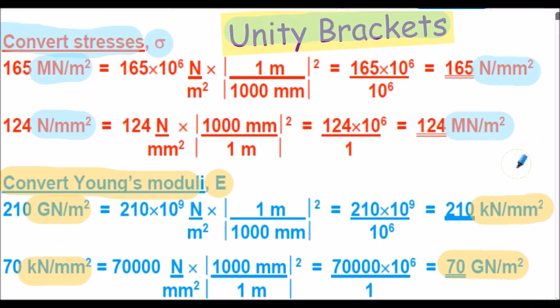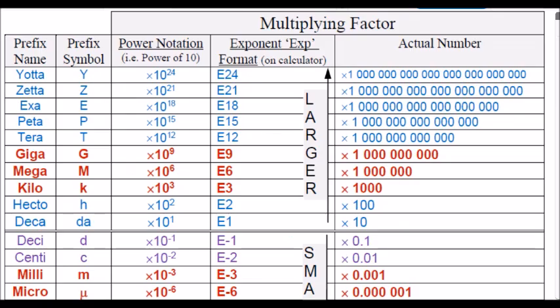There's a separate presentation related to the use of unity brackets. And again, purely for reference, I've listed the various prefixes. The commonly used prefixes in mechanical engineering are giga, mega and kilo, and milli and micro. Just showing the various power notations here for reference.